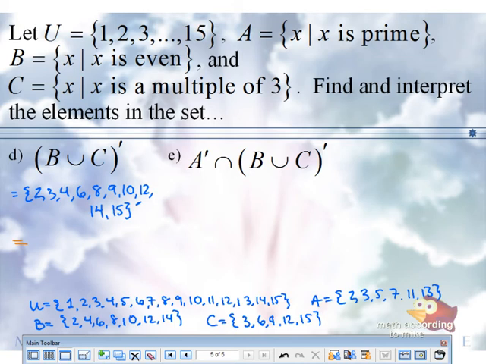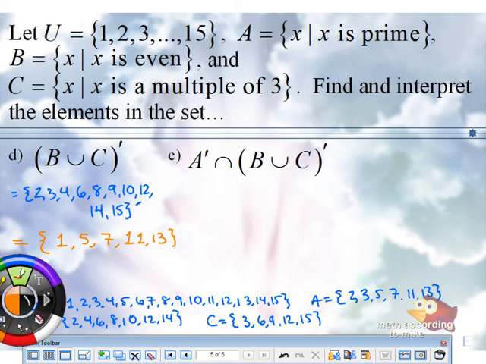So previously in part A, we only did one set. Well, now in D, you're allowed to make new sets out of old sets. That's what intersections and unions do. So we're taking the new set, B union C, and complementing it. So if you took those elements out, what would be left over? 1, 5, 7, 11, 13.